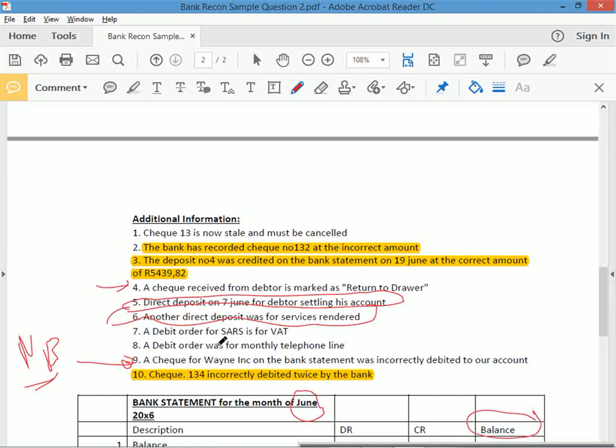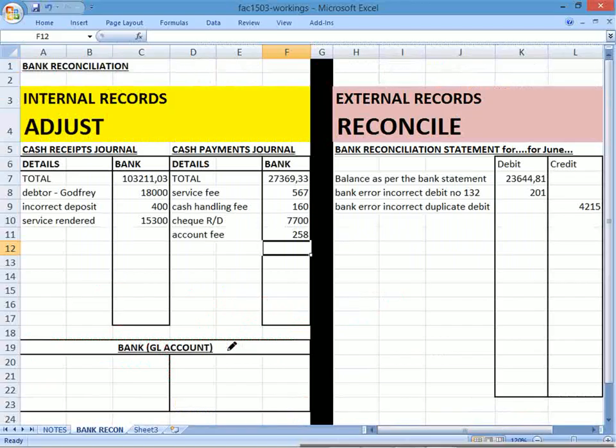No, it's not money due for us. It's a payment. This is someone else's payment because it's a debit. The question stated the check for Wayne on the bank statement was incorrectly debited to our account. So this is something that took place that wasn't ours. Our account has actually processed a payment for someone else. Who made the mistake? The bank. Who's correct? The business. Adjust or reconcile? Reconcile. Good.